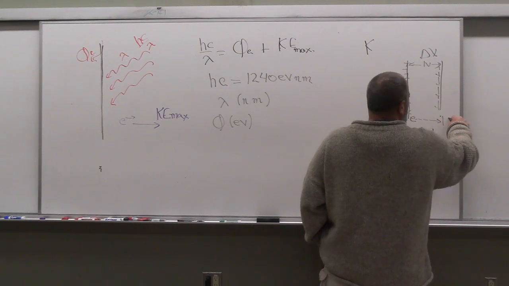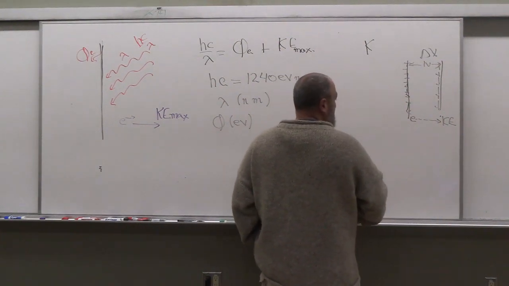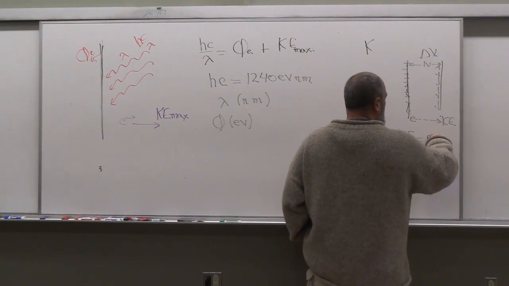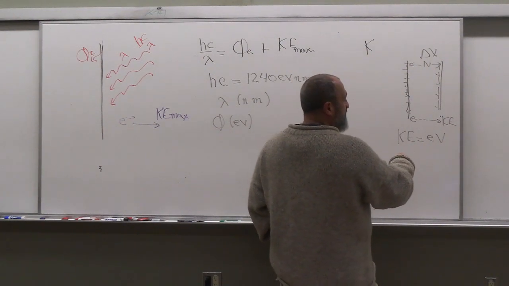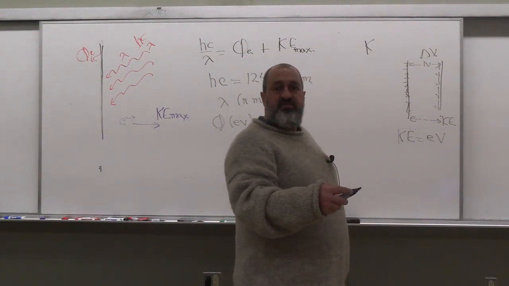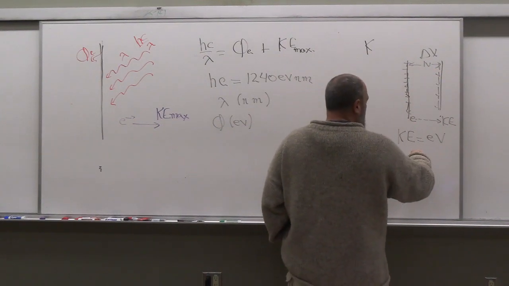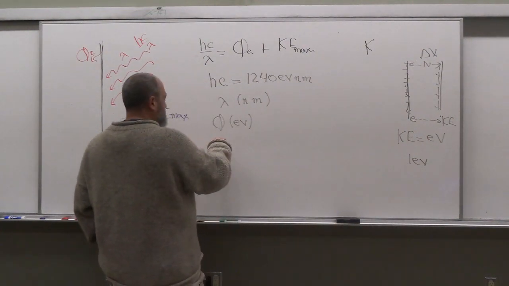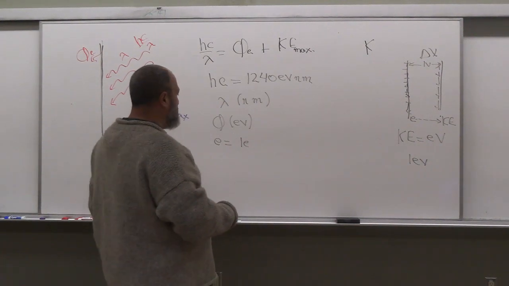By the time it gets to here, it has a kinetic energy KE, and the kinetic energy of the electron, when it's accelerated through the 1 volt potential difference, is equal to the charge times the potential difference. So in the eV-nanometer system of units, the energy of an electron that's been accelerated through 1 volt is equal to 1 eV. So what is the charge of an electron? It's 1 e.